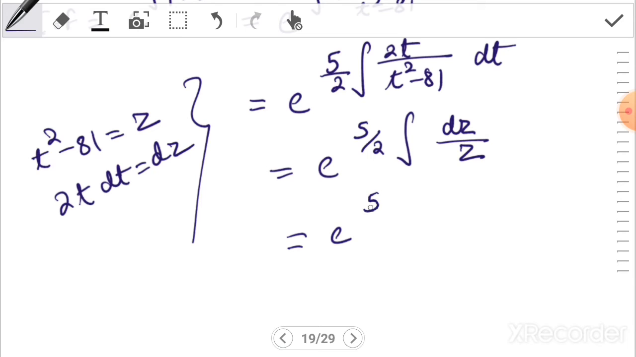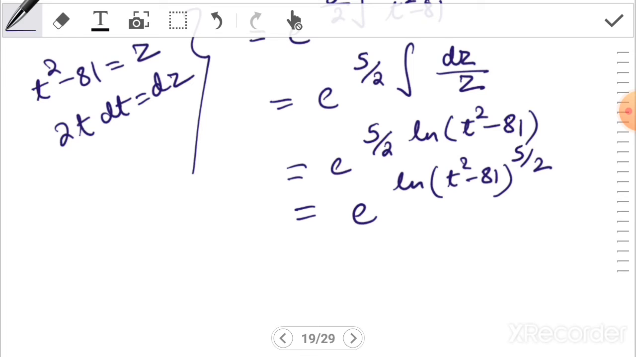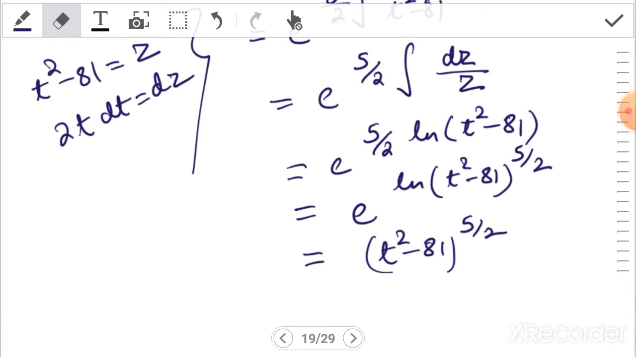So that is equal to e^(5/2 ln z), since the integral of 1/z is ln z, where z = t² - 81. And we can take this 5/2 on the power here. So this is equal to e^(ln (t² - 81)^(5/2)). That means the integrating factor is (t² - 81)^(5/2).